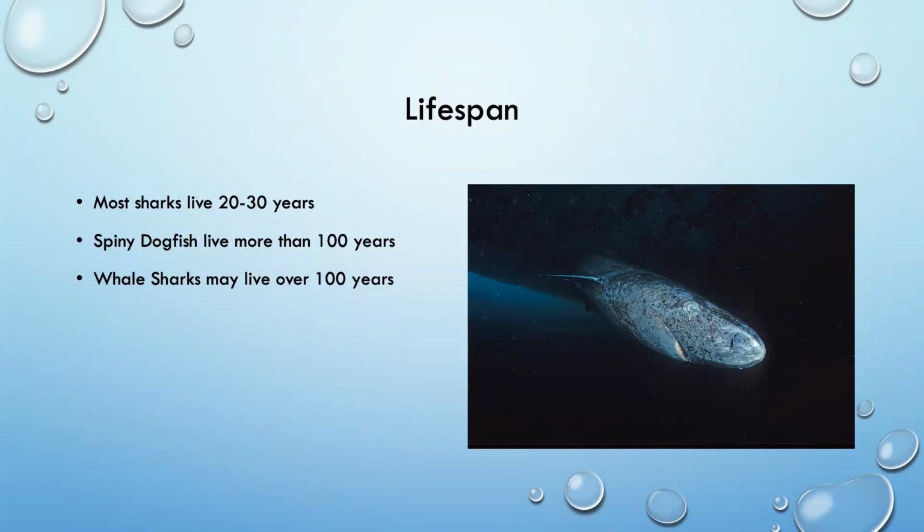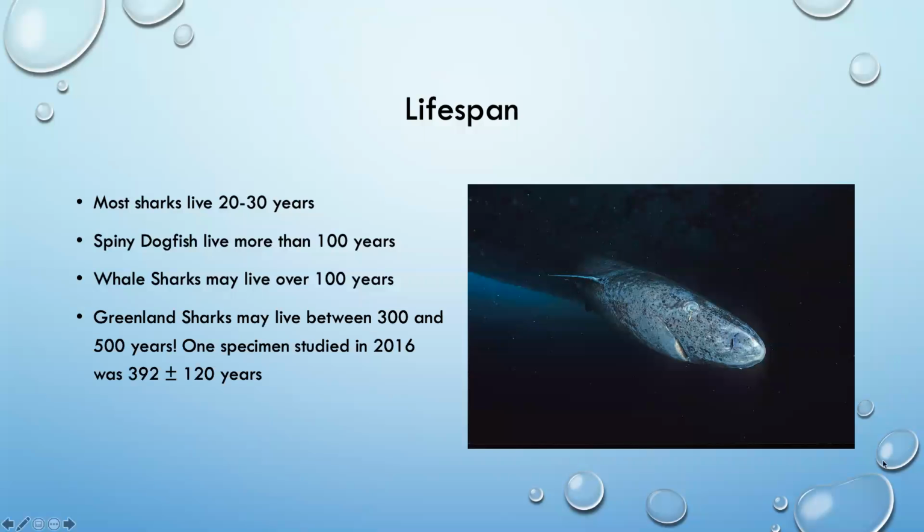120-ish. That's a good guess. So I have a surprise for you guys. This one here, the Greenland shark, they're estimated to live between 300 and 500 years. One shark that was studied in 2016 is believed to be 392 years old, but they said they could be off by as much as 120 years. So that means at the youngest, the shark is 272 years old. Pretty incredible that they can live that long. And that's this guy right here. As you can probably tell from the name, they live around Greenland, up in those Arctic conditions in very cold water.